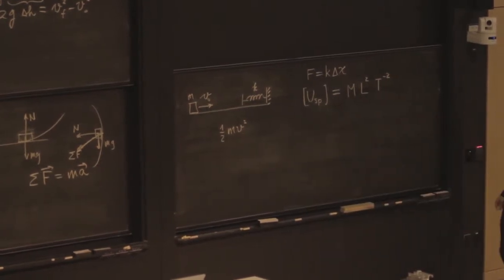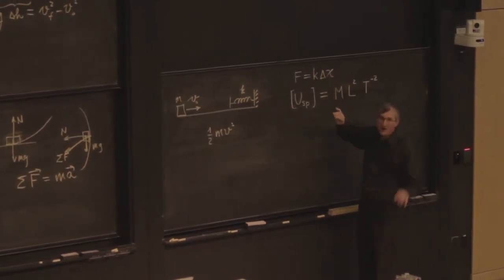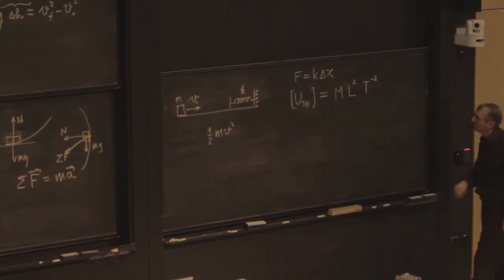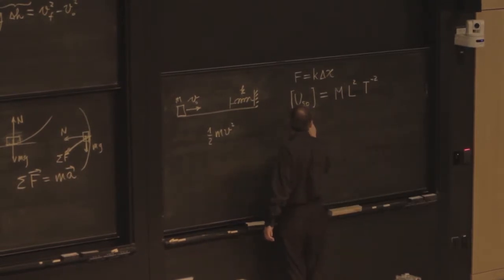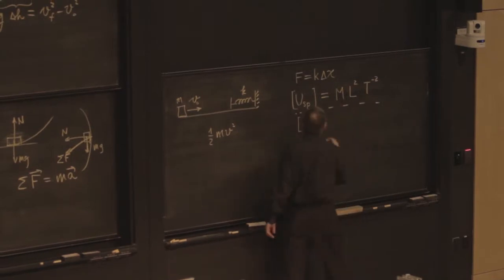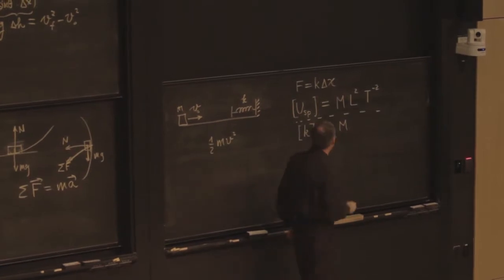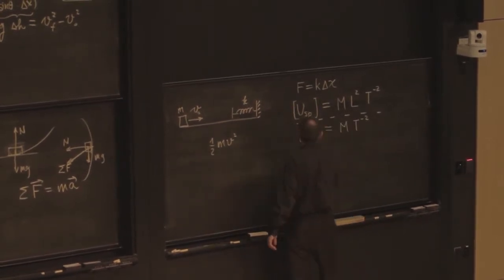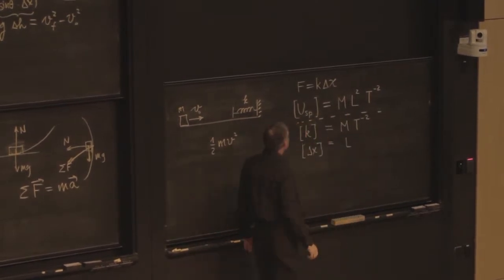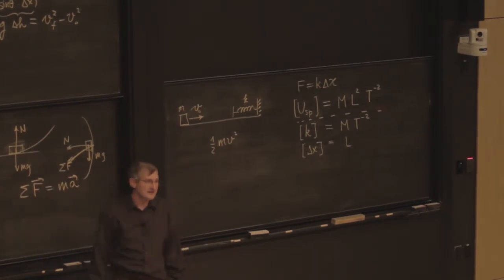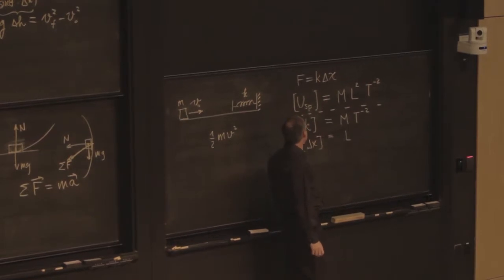So I've got to figure out how to combine a delta x and a k in the right combination to get this. So what are the dimensions of the spring constant? So that's mass. It's a force per unit length. So that divides the length out. And of course, delta x is just a straight length. Oh, this is child's play. Clearly, I need 2 factors of delta x and 1 of k.